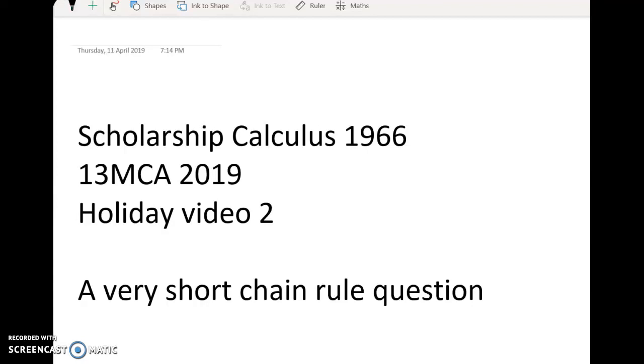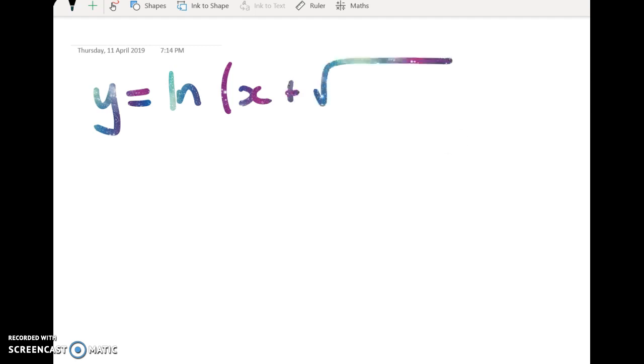Here's the second holiday video, and this is a really old differentiation question. So there's no implicit differentiation in this. There's just to differentiate the following thing. We're given y is equal to the natural log of x plus the square root of 1 plus x squared. As I said in the last video, this is not very scholarshipy because it's too easy for today, because you know exactly what you've got to do. You're told to differentiate this and find dy by dx. So let's take a look at what to do first.